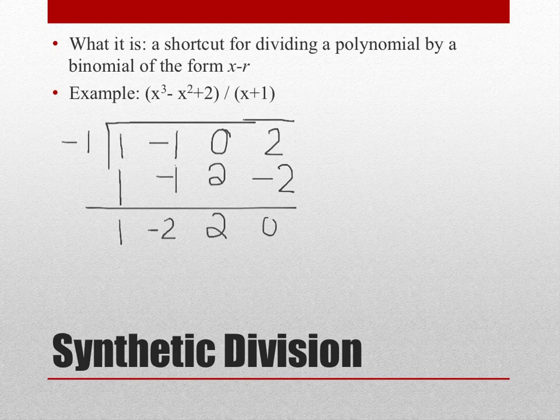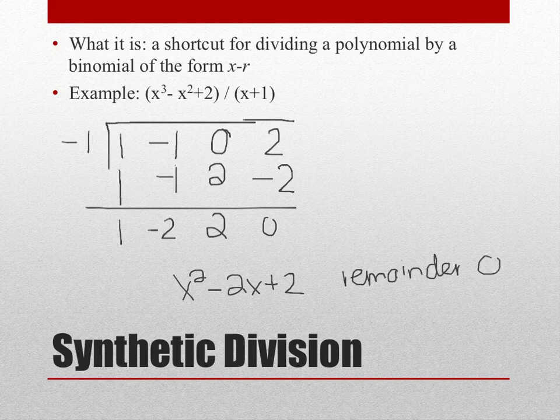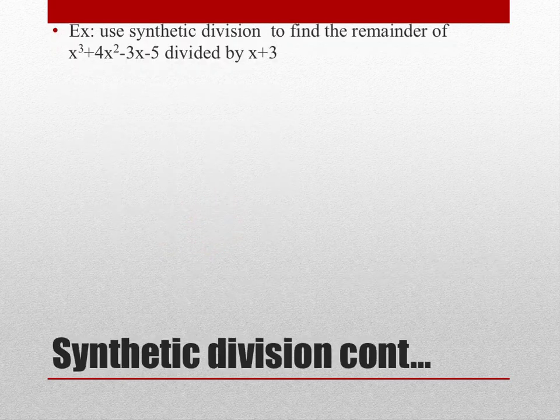So the quotient, or our answer, or solution, would be x squared minus 2x plus 2, with our remainder being 0. So we know that we can write it in this kind of form by looking at the coefficients that we got in our quotient. So this 1 would be in front of the x squared, this negative 2 would be times the x value, and this positive 2 would just be our regular coefficient or number.